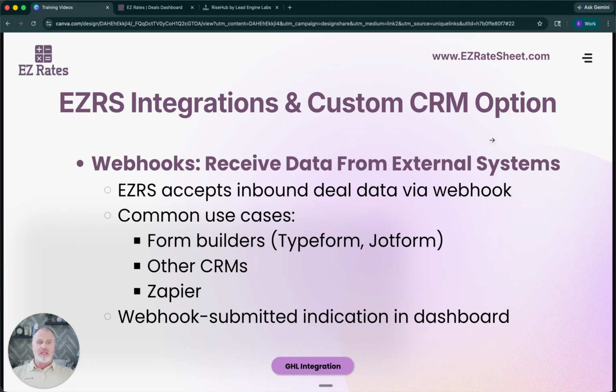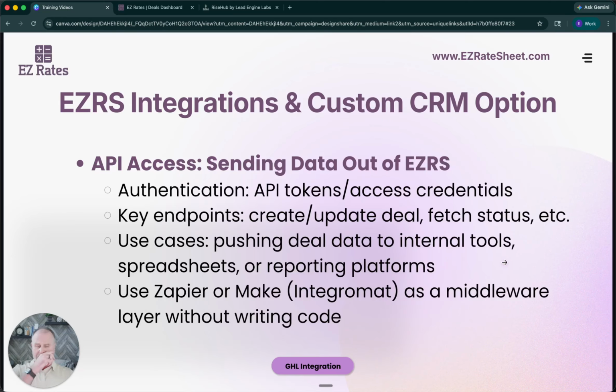What we have in place right now, sending data from external sources into Easy Rate Sheet, is webhooks. You can set the webhooks up on your own. I'll show you where inside of Easy Rate Sheet. So some common use cases for that would be form builders like Typeform, Jotform, things like that, other CRMs, anything you might connect through Zapier. So that's a pretty easy way to get data into Easy Rate Sheet.